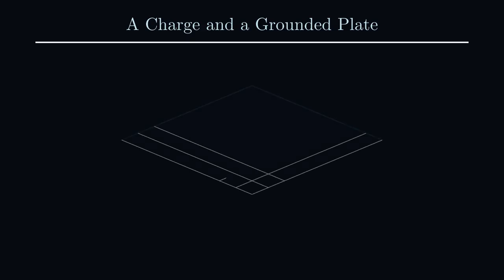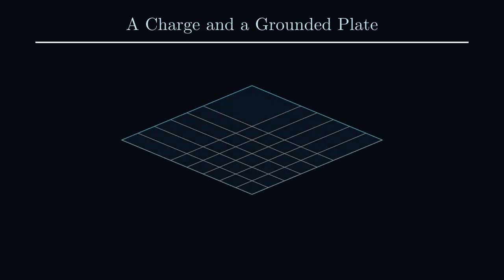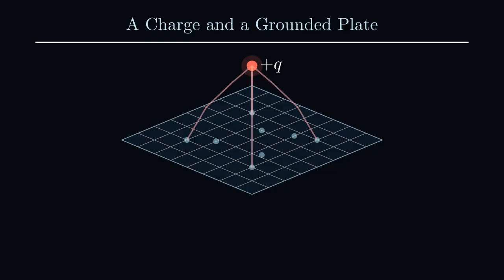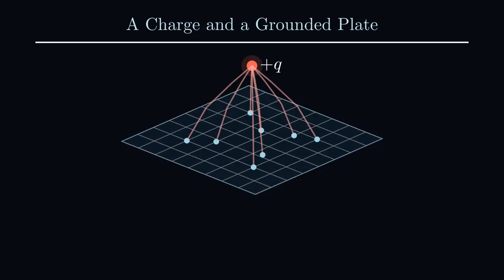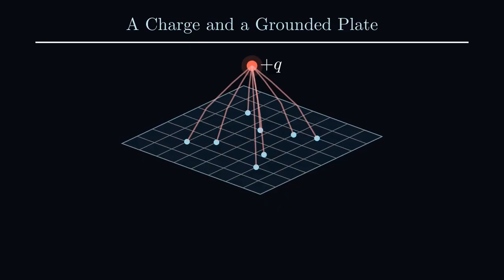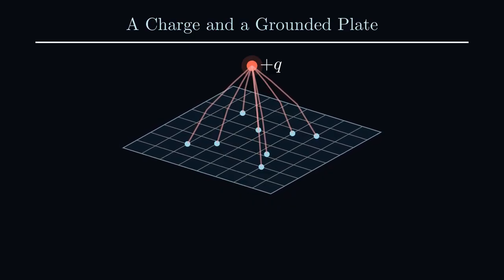Imagine placing a single positive charge near a massive grounded metal plate. Instantly, the plate's electrons shift, creating an induced electric field that seems impossible to calculate. To find the total field at any point, you would normally have to integrate the contribution of every single moving electron across that infinite surface. But there is a geometric shortcut that feels like cheating.